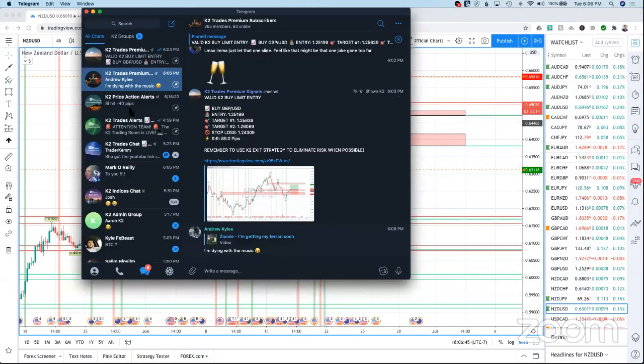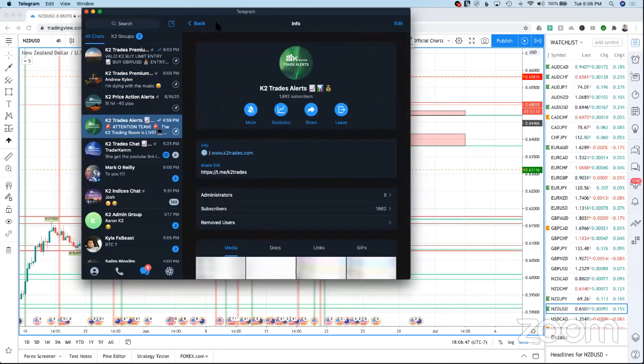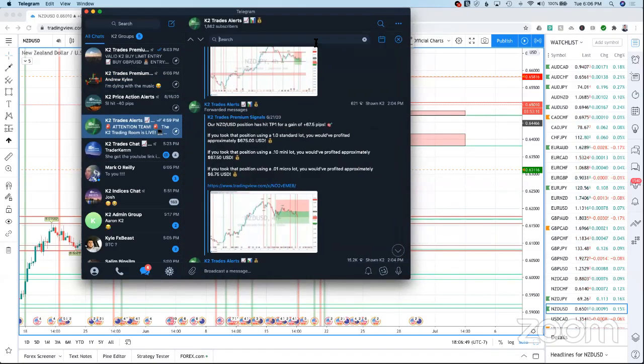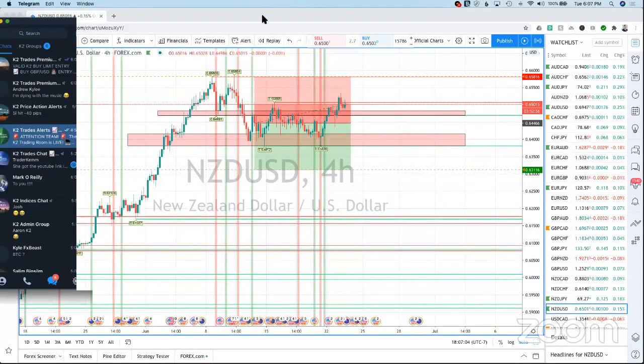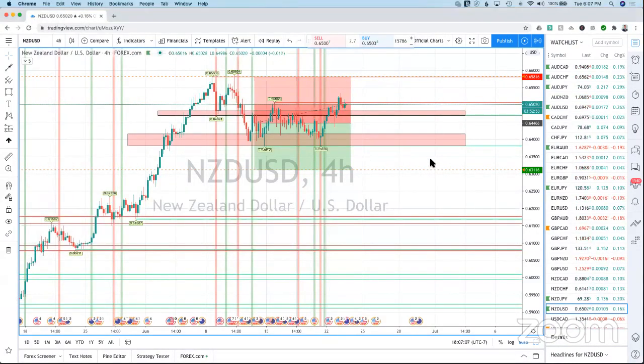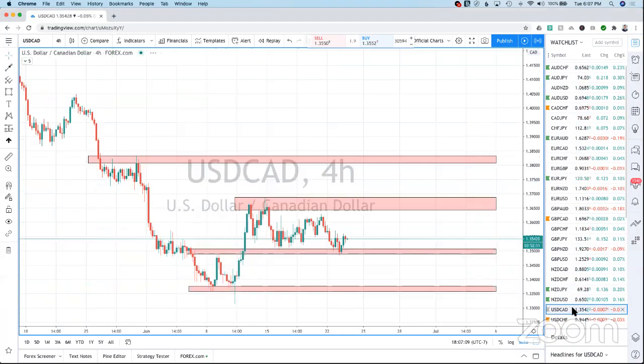Yeah, so for NZD USD, I believe we did hit TP1. Oh yeah, so I already have it open right here. So our NZD USD trade hit TP1 on Sunday for 67.5 pips. I think that's about it for that one. So yeah, I don't really see anything else.